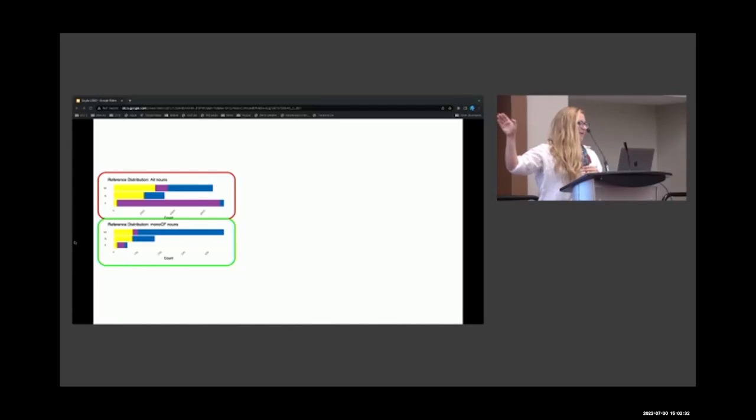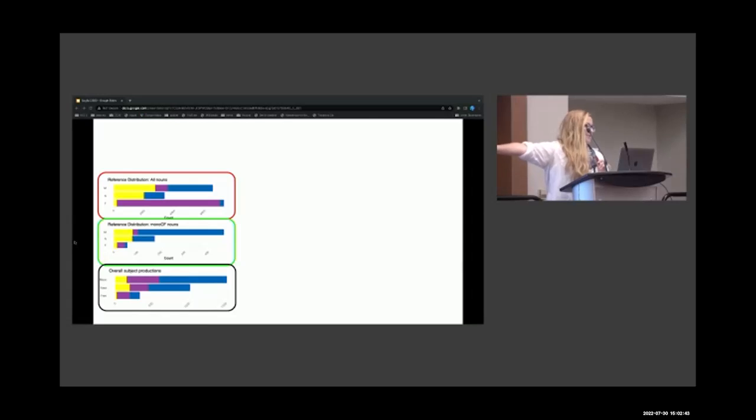So here we have, again, our reference distributions. Red top is the whole lexicon. Green bottom is the only monosyllabic nouns. So first of all, we can see what our speakers are doing overall. It's a little ambiguous. So let's look at our direct hypotheses.